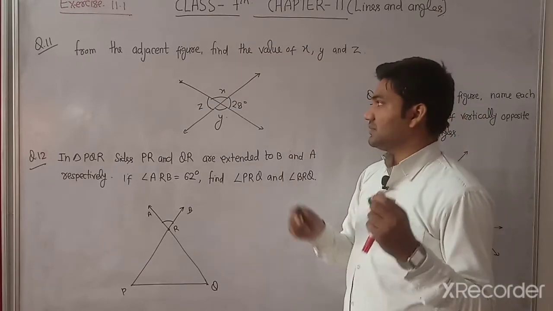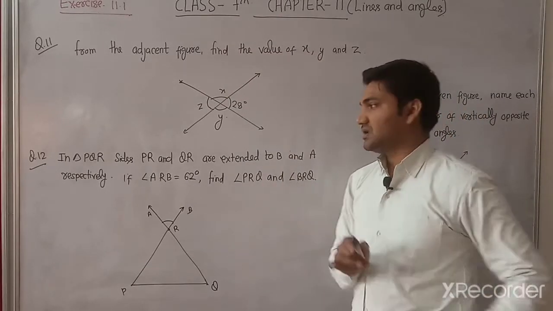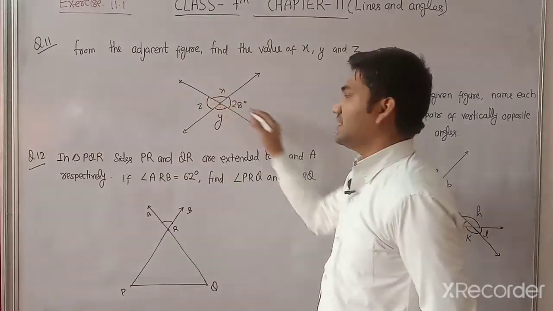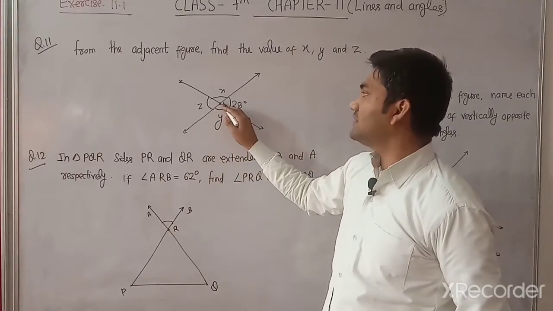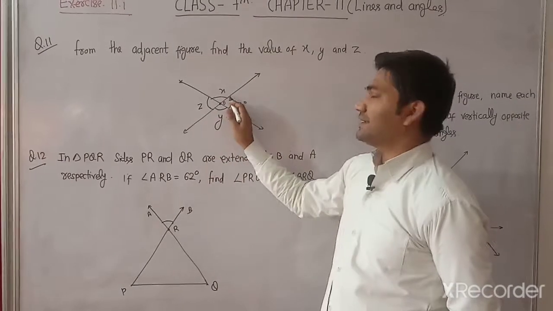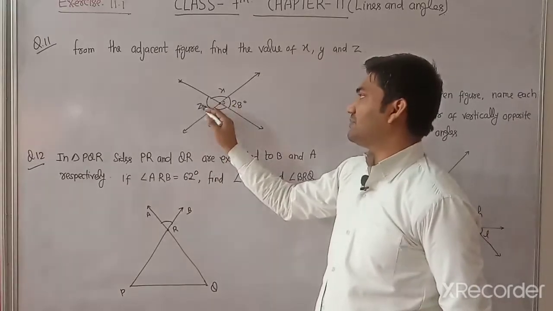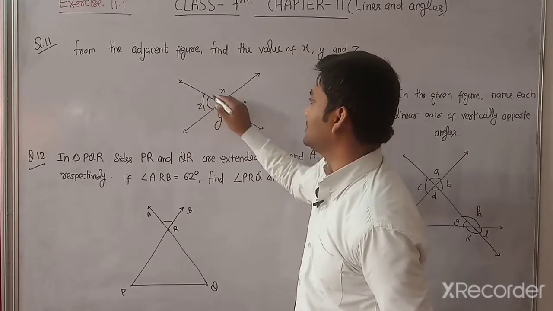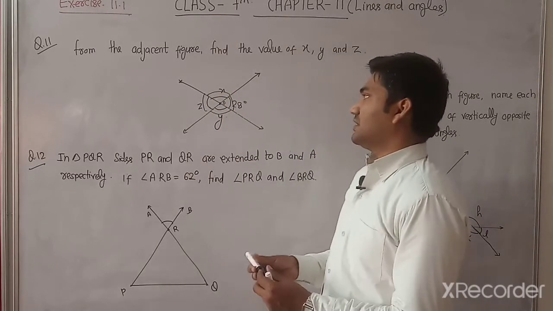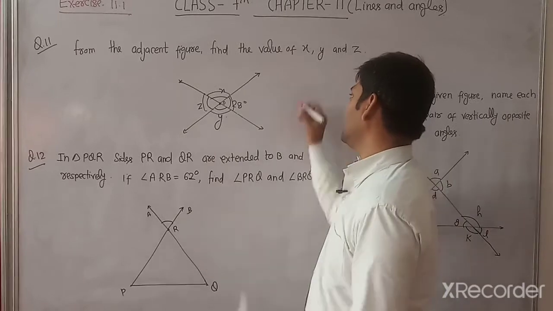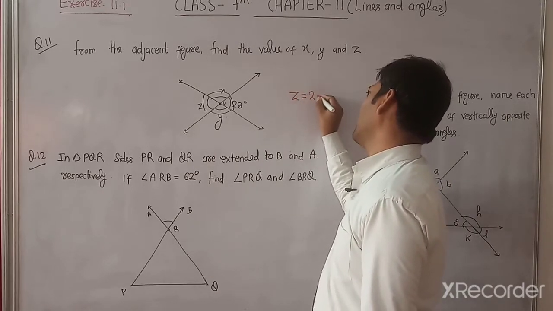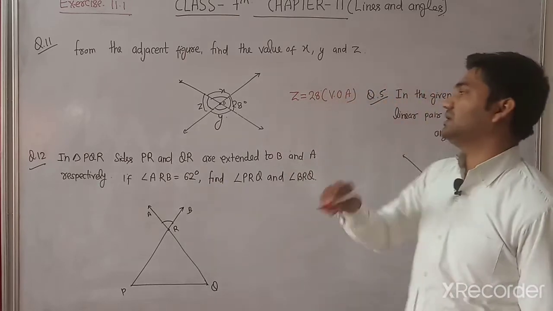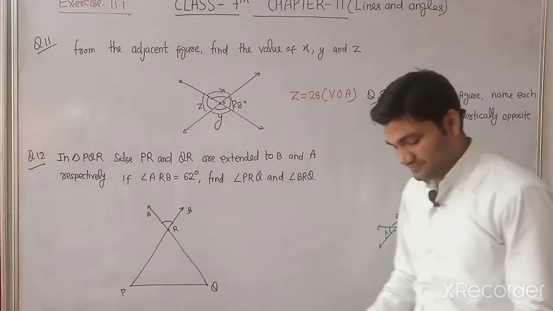In this class, I have already discussed vertically opposite angles. When two line segments intersect, the intersecting point forms adjacent angles, and this type of angle is called a vertically opposite angle. It means this angle is equal to this angle and this angle is equal to this angle. So angle z is equal to 28 degrees by vertically opposite angles.